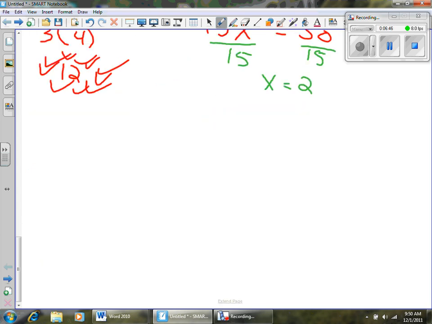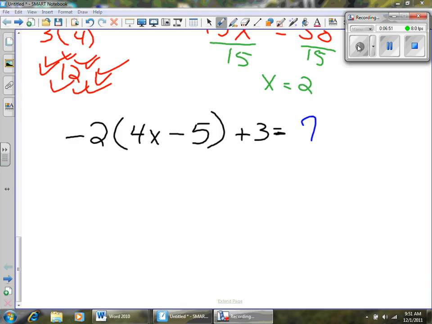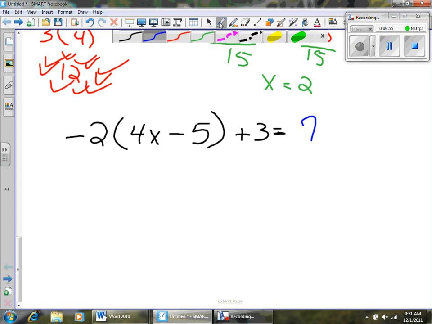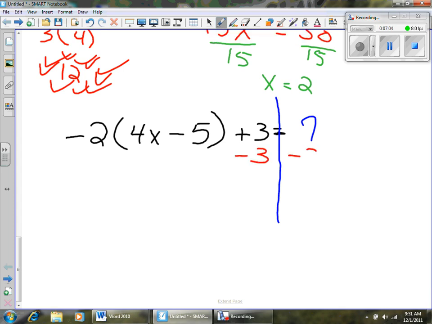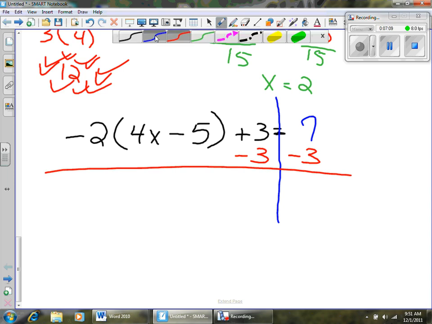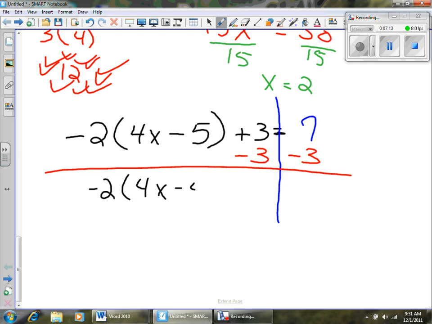Let's look at one more example, and then we will wrap things up for tonight. Okay, this one's a little bit longer, a little bit uglier. I'll tell you, the first thing I'm thinking about doing is getting rid of that 3, so it looks a little bit simpler. Saddam will tell me to undo that 3 by subtraction. It's added, I will subtract. When I do this, I end up with negative 2 times the quantity of 4x minus 5. Those cancel, and I'm left with 4.